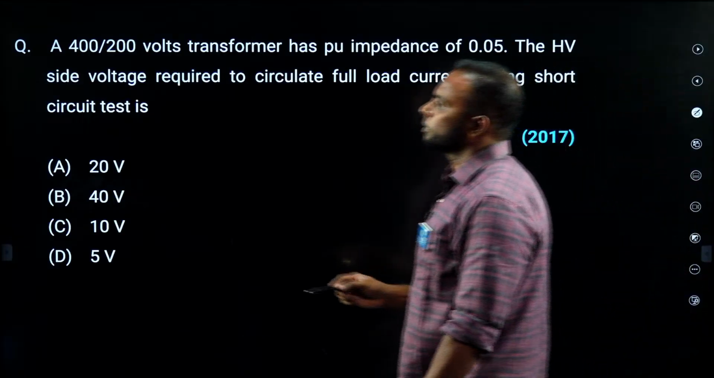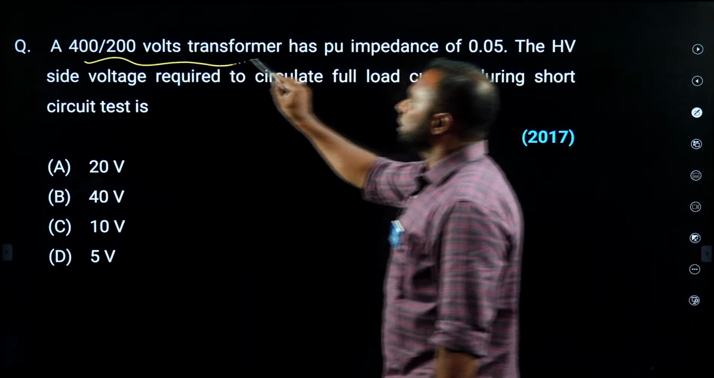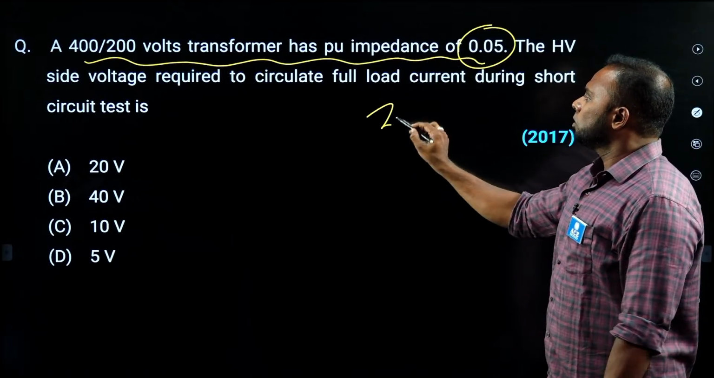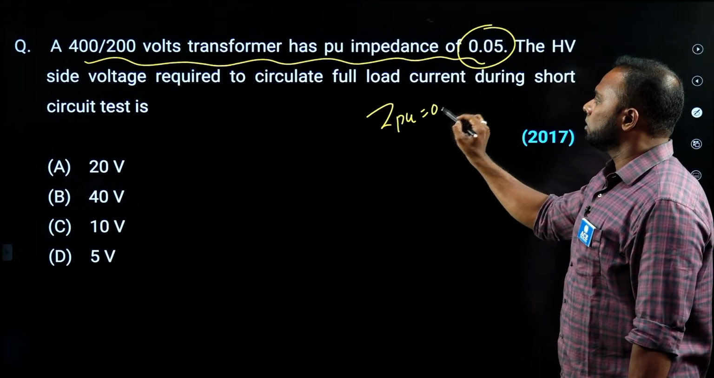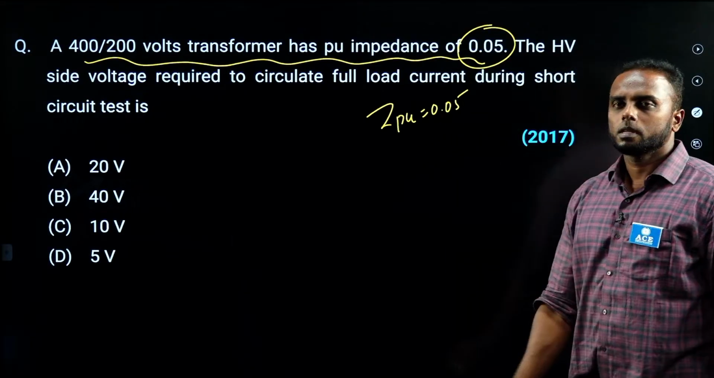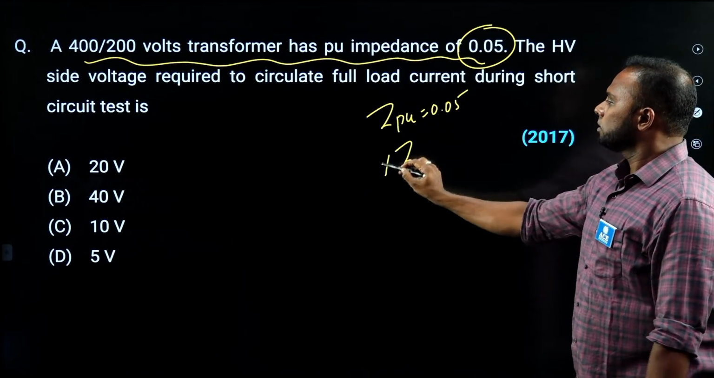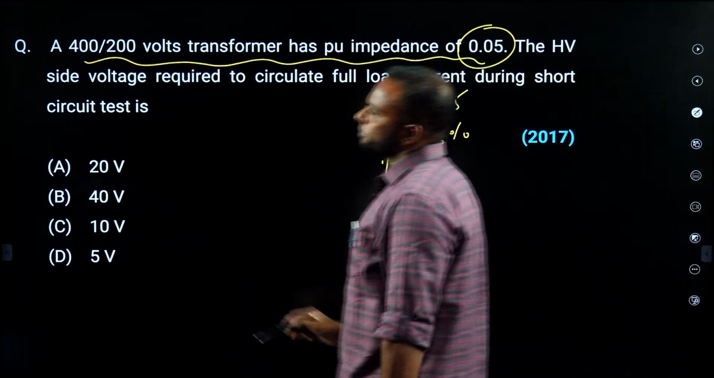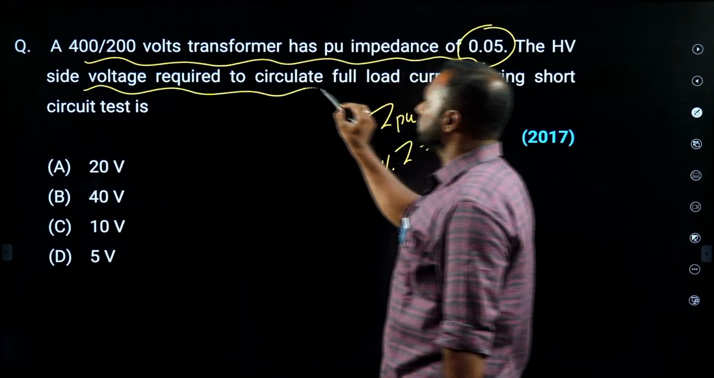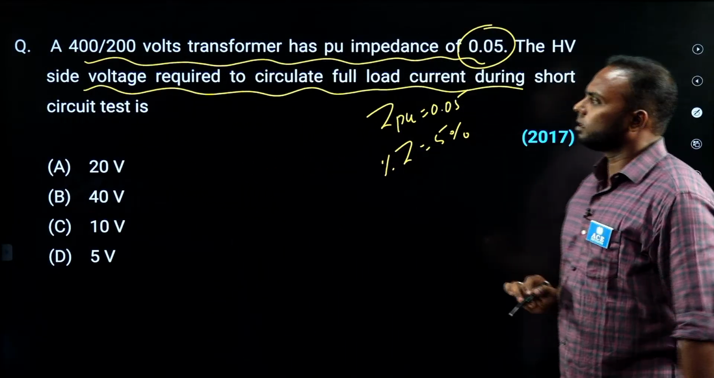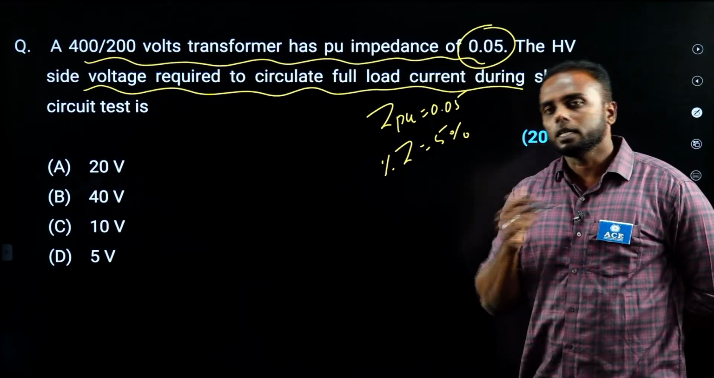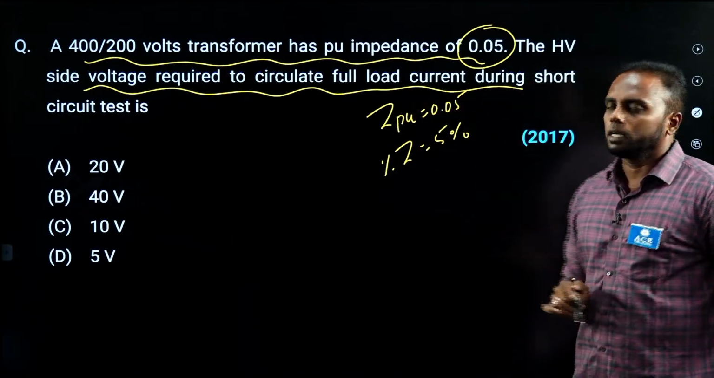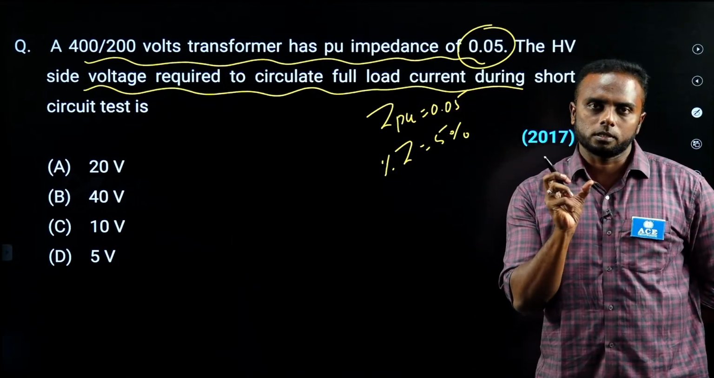Next one. See this question. A 400 by 200 volt transformer has per unit impedance of 0.05. Z per unit equals 0.05, or percentage impedance is 5%. The HV side voltage required to circulate full load current during short circuit test. Generally the short circuit test we do on the HV side, and in order to circulate that full load current, we need to apply some reduced voltage.